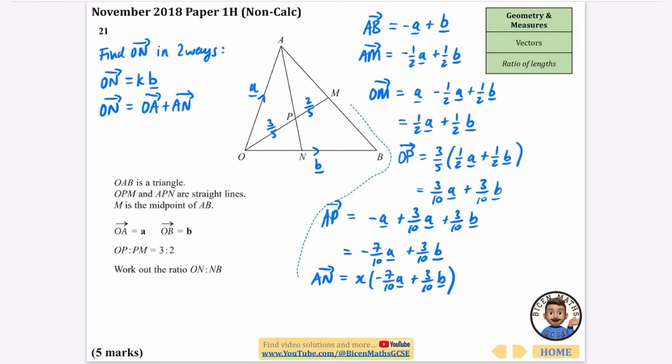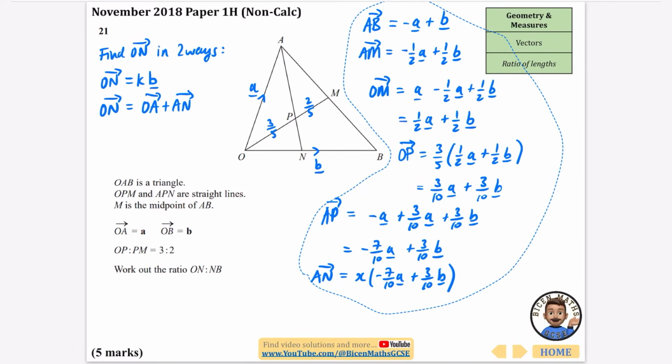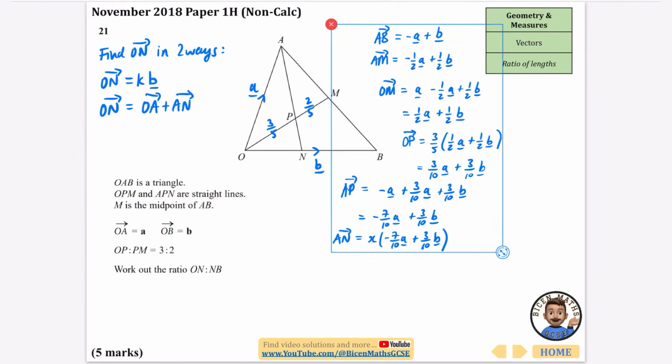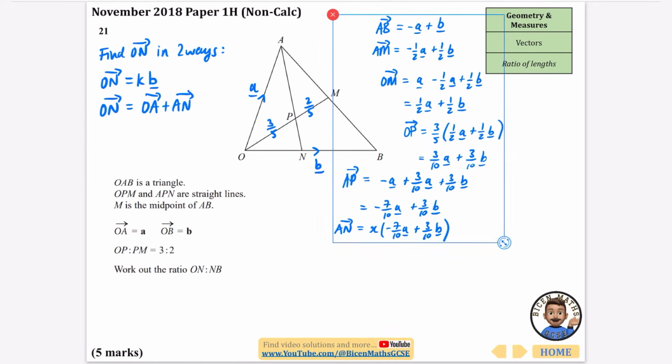And I'm hopefully now going to give myself some more space by grabbing all of this. I'm just going to resize this and make it nice and small because this is a crazy question with loads of working in it. So now that I have this AN that's here, I can actually go straight in and find out what ON is equal to.